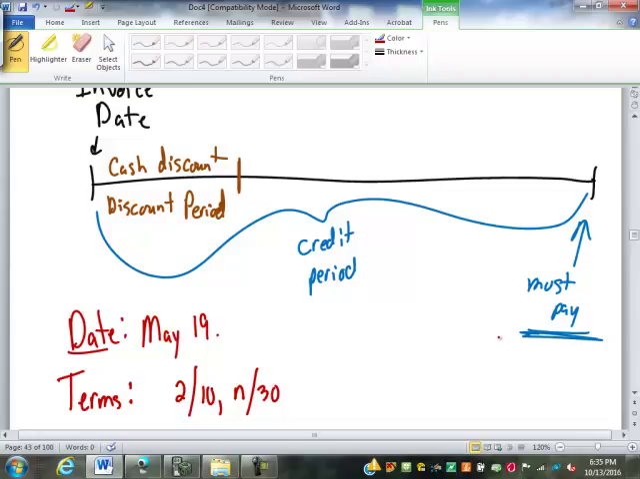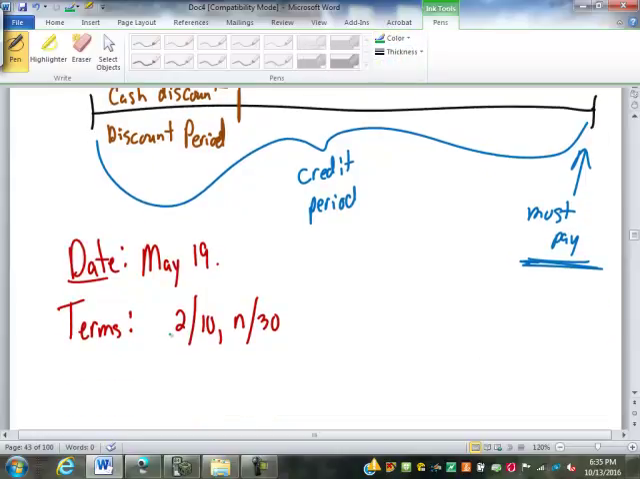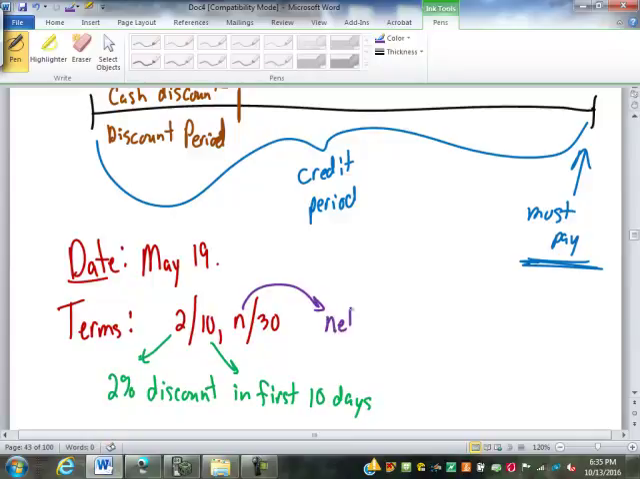The N stands for the word net. What this is saying is 2% discount in the first 10 days. This is saying the net price due in 30 days.